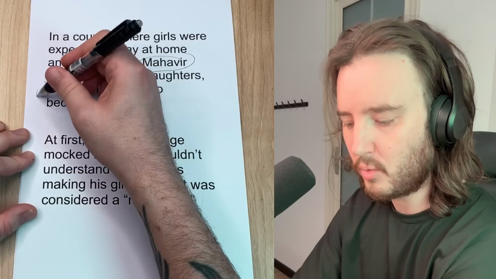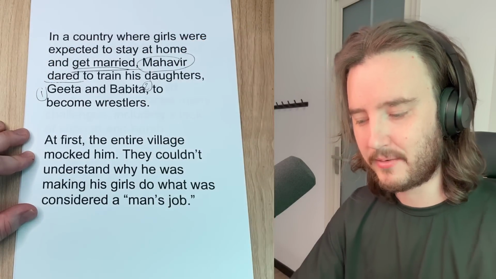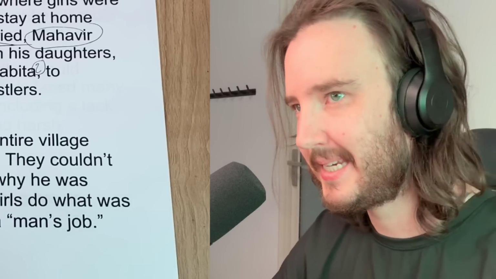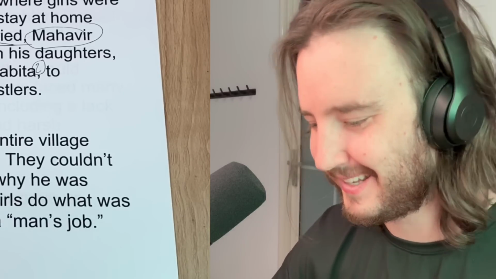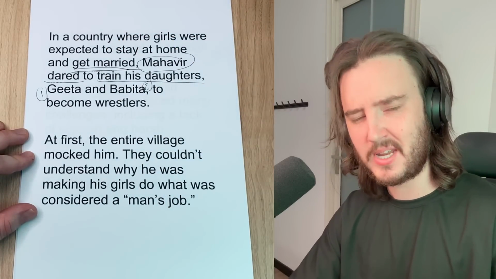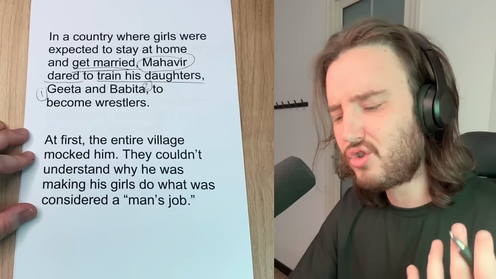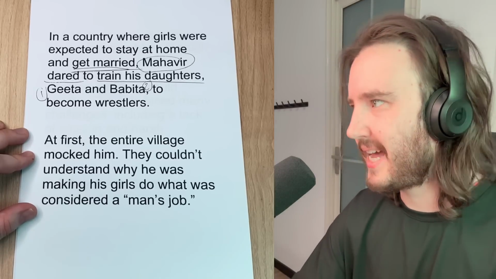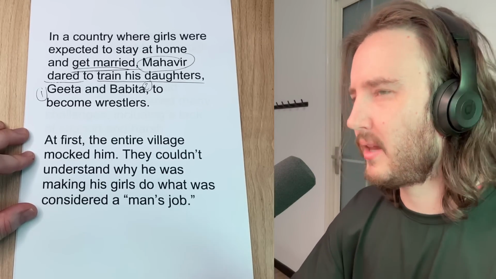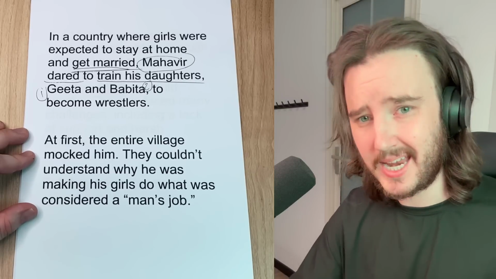Here they are. Number 1, Gita. Number 2, Babita, right? So fun to say these names. Gita and Babita. I love that. He dared to train his daughters. He dared to train them. He stood up against these societal expectations of him and his family. These societal expectations for him and his family.